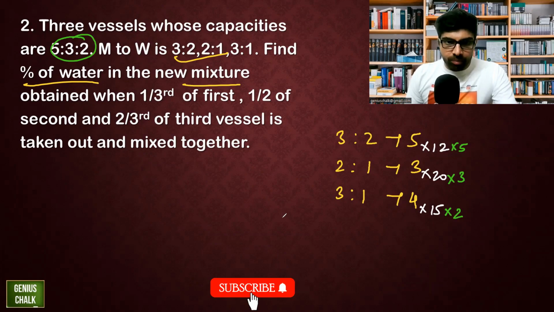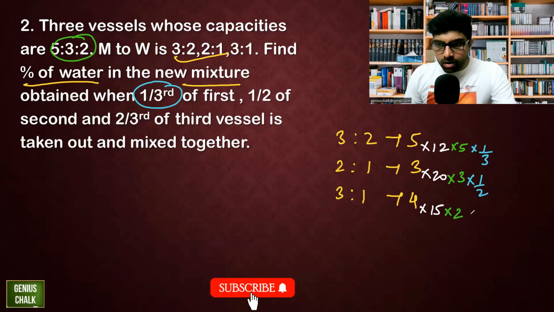Now it is saying 1/3 of the first. So let's take it out. 1/3 of the first. That means multiply this by 1/3. Half of the second, 1/2 of this, and 2/3 of the third. So just solve it. It becomes 3 4s are 12, and 2 10s are 20. It becomes 3 5s are 15. Now there is no requirement of this, as we have written this just to make the total equal.